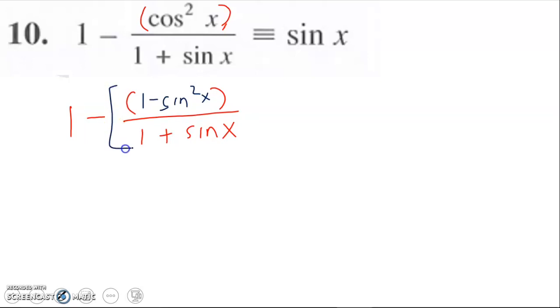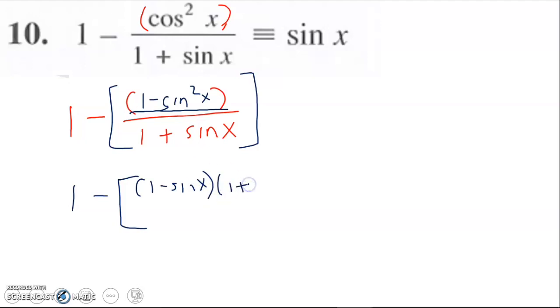So what I can do now is start breaking 1 minus sine squared x down, right? That can be factored. So this can be factored into what? Well, let's find out. 1 minus sine squared x factors into 1 minus sine x, and then 1 plus sine x. And I still have 1 plus sine x on the bottom.